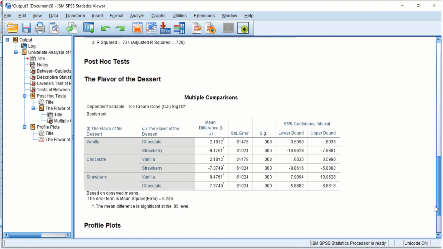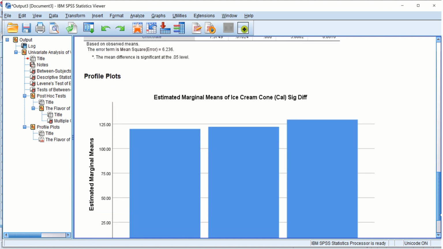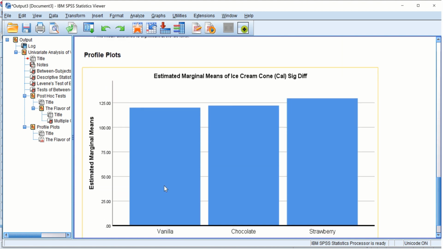Alright, so here are the multiple comparisons from our post hoc, and it compares vanilla to chocolate. You can see there's a significant difference. Vanilla to strawberry is also significantly different. And then we look at chocolate and strawberry, and that's also significantly different. And based on our plots, you can see that the values start to increase from vanilla to chocolate to strawberry. So you can see why there'd be a significant difference between the groups.